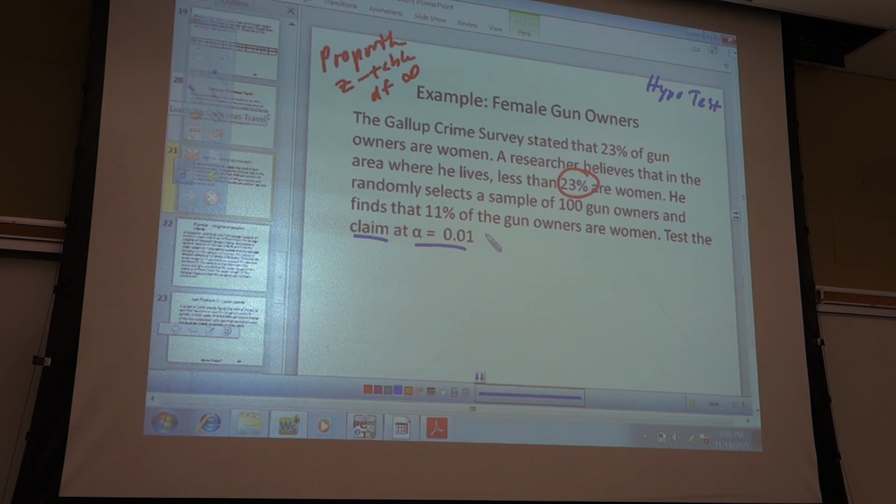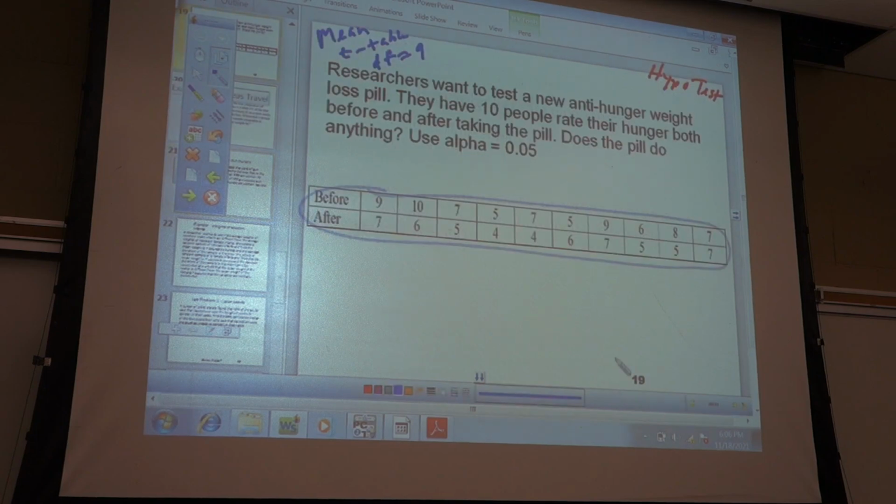All right. And then we did not do it for the last one. So find it for this one. Where are we looking? We're looking for this one. This is a mean, T table.